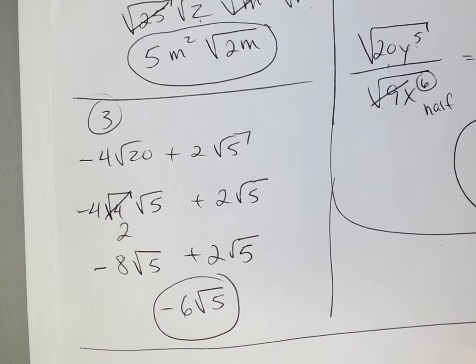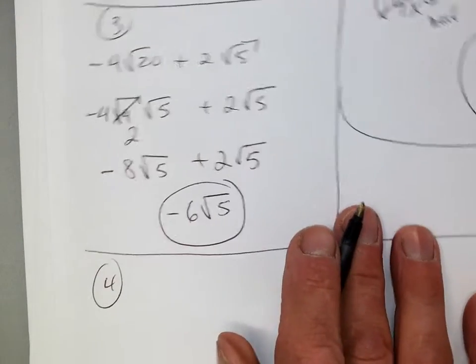How am I doing? Okay? All right, number 4. Am I going too fast? No.